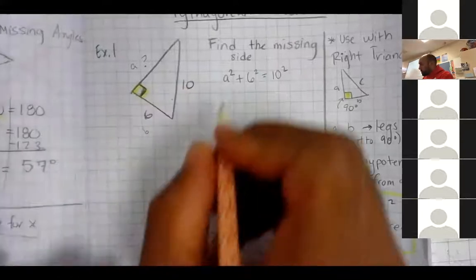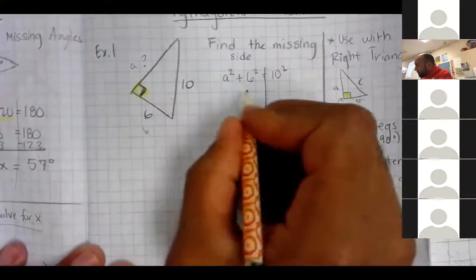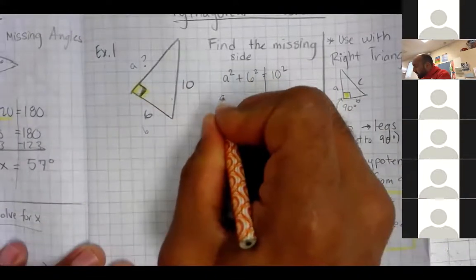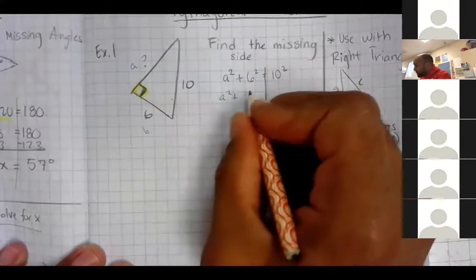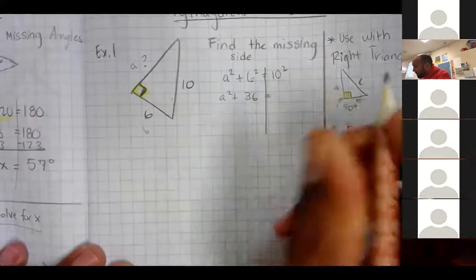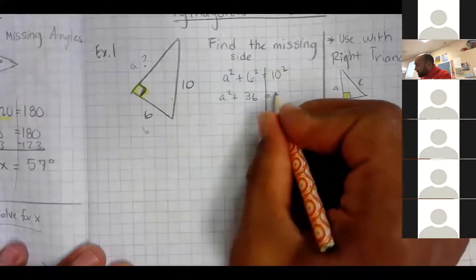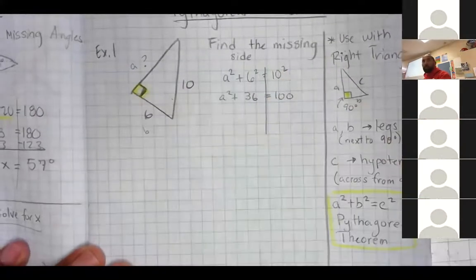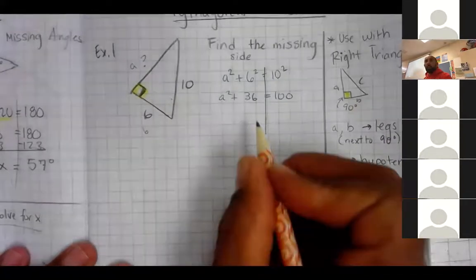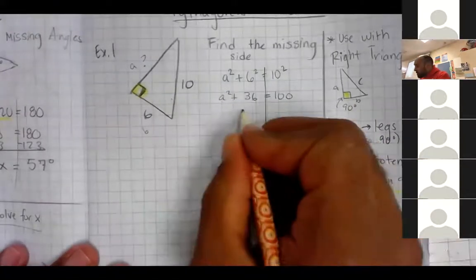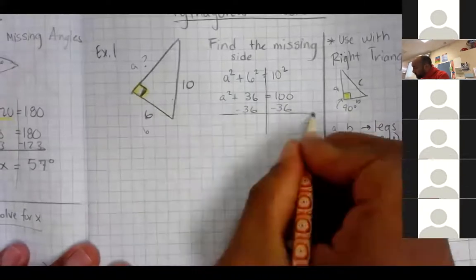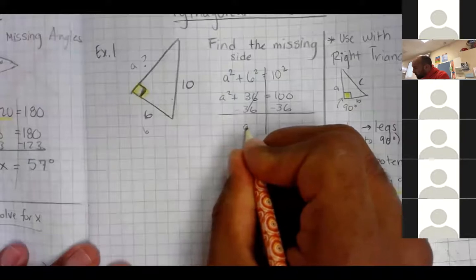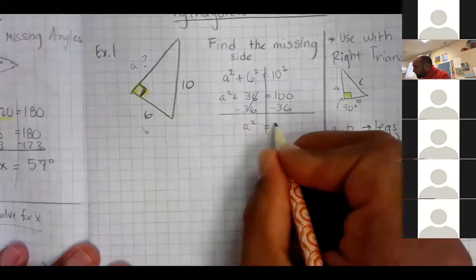Okay, so now we'll simplify. So first we'll do exponents. 6 squared, remember that's 6 times 6, so 36. And then 10 squared, 10 times 10, 100. Then we just need to isolate A. So minus 36, minus 36. And A squared is equal to 64.